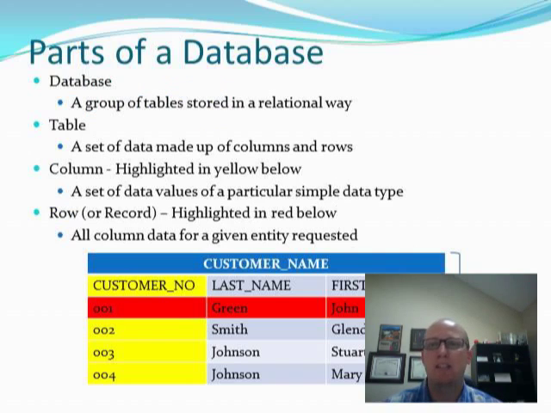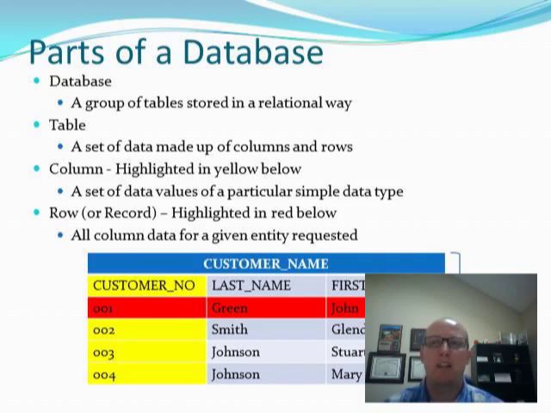So first of all, what is a database and what are its parts? A database is simply a group of tables stored in a relational way. Say for instance you had a bunch of tables that had client data. You would have a client database that holds all of those tables that pertain to client data. If you had a bunch of property tables, it could be any kind of vehicle information, home information, boat information, all of that information would be stored in one database called property database.